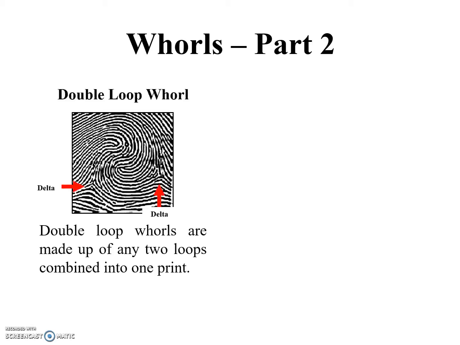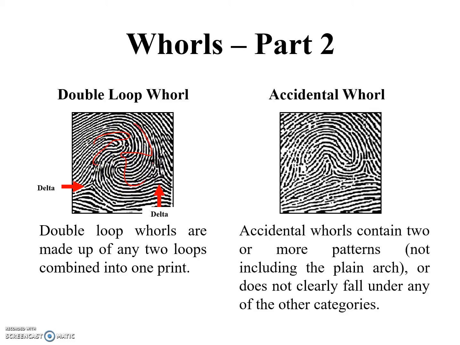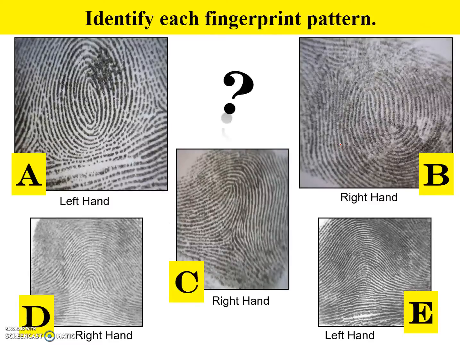Double loop whorls. Double loop whorls are represented by a whorl pattern at the top and a whorl pattern at the bottom. Accidental whorls. Accidental whorls can contain two or more patterns, or one that does not clearly fall into a category. That is why we call them accidental whorls. You see, this almost looks like a plume from a bomb going off, sort of like an atom bomb.